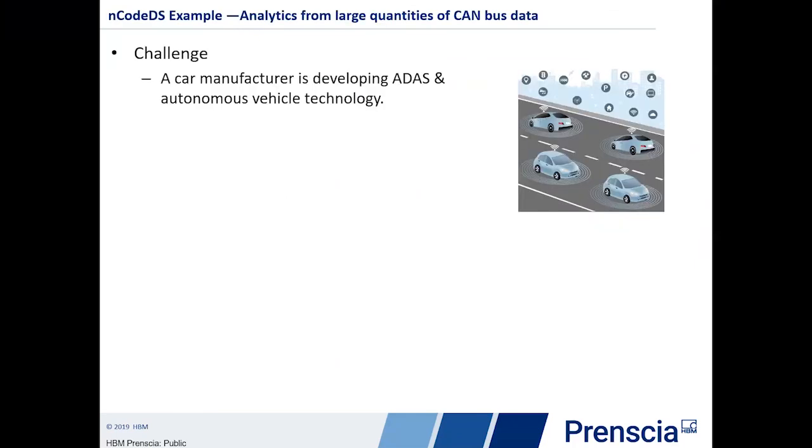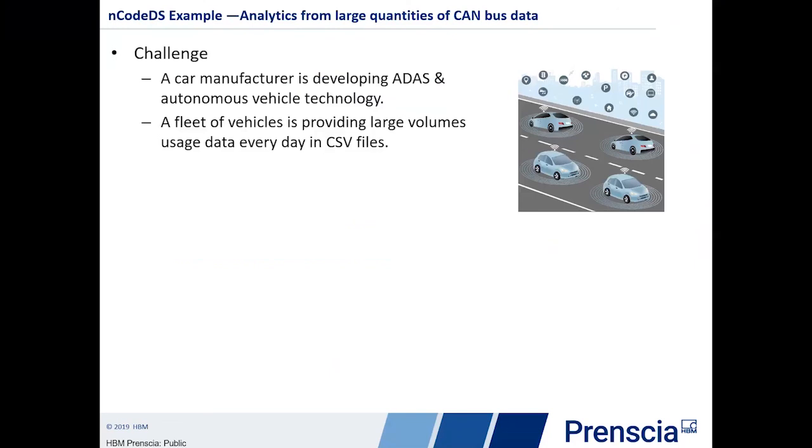So let's look at a specific example again. A car manufacturer is developing ADAS or autonomous vehicle technology. That obviously is a challenge in and of itself, but just understanding what is the right performance of the vehicle, you may be using a fleet of vehicles to provide large volumes of data. And that data is coming, let's say, in the form of CSV files, of understanding how vehicles are being used.